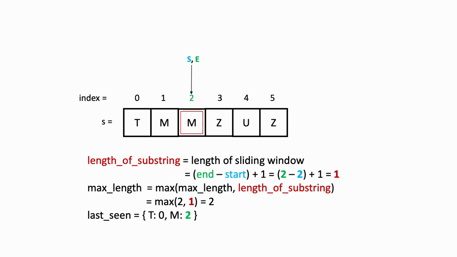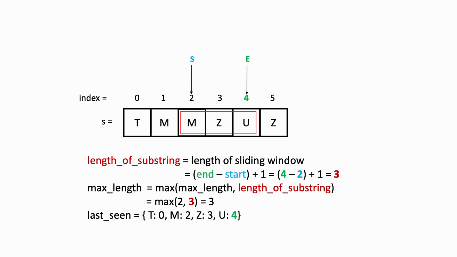We will compute the length of the current substring M, which is 1. Max length, which is 2, is greater than 1, so it will stay at 2. We'll update the index of the current element in the last seen hashmap. We will increment our e pointer. We will compute the length of the current substring MZ, which is 2. Max length will stay at 2. We will insert the current element and its index in the last seen hashmap. We will increment the e pointer.